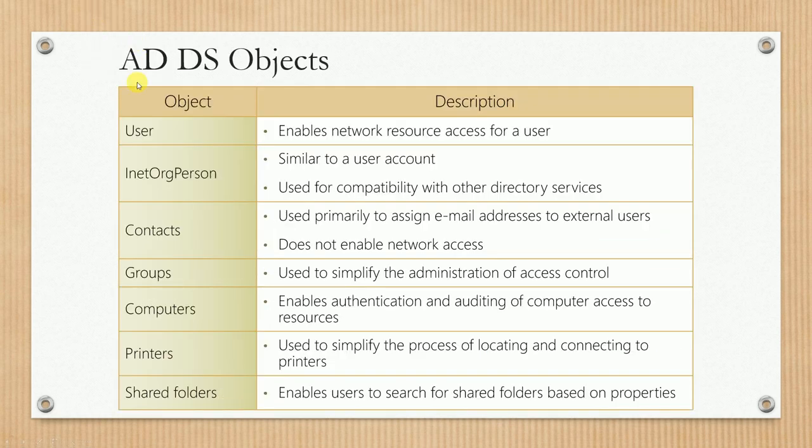What are the AD DS objects? What objects come under AD DS? Users, to enable network resource access for a user; inetOrgPerson, which is similar to a user account and used for compatibility with other directory services; contacts, groups, computers, printers, and shared folders. All these are objects in your Active Directory AD DS.